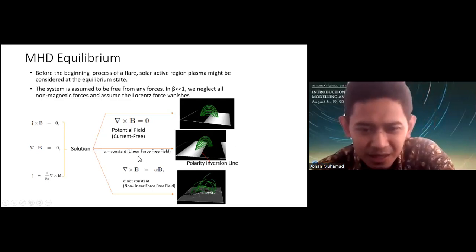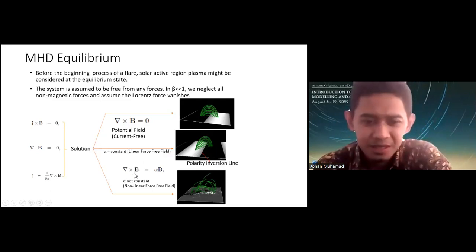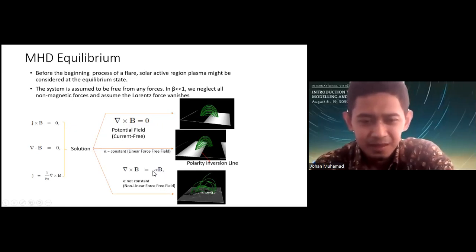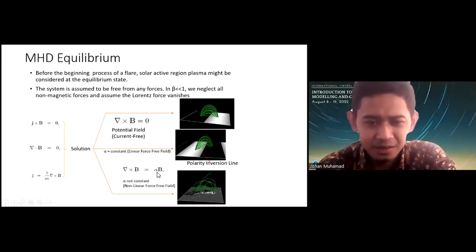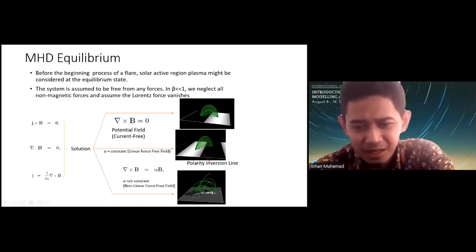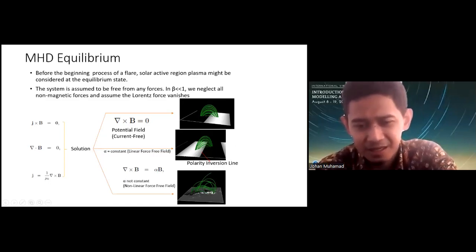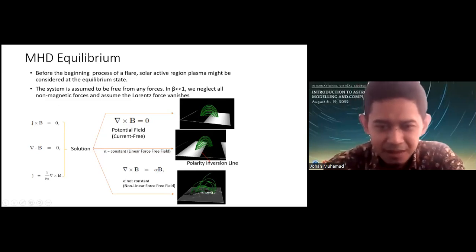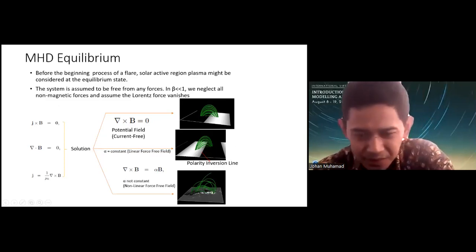And the third one is the more realistic solution, which is the non-linear force free field. So the alpha here is not constant. So curl B equals alpha B, and this is also the case for the linear force free field. But in the case of the linear force free field, the alpha is constant. For the case of the non-linear force free field, the alpha is not constant. And then we can get the more realistic shape of the magnetic field lines, because in the sun we can see that magnetic field lines are very complicated. So it's not just very simple like this. It's very complicated like this.